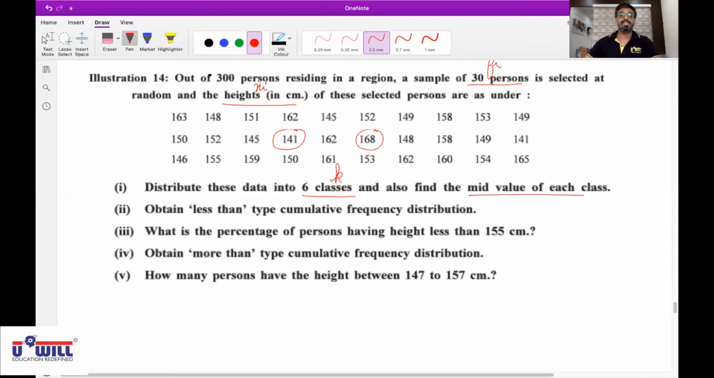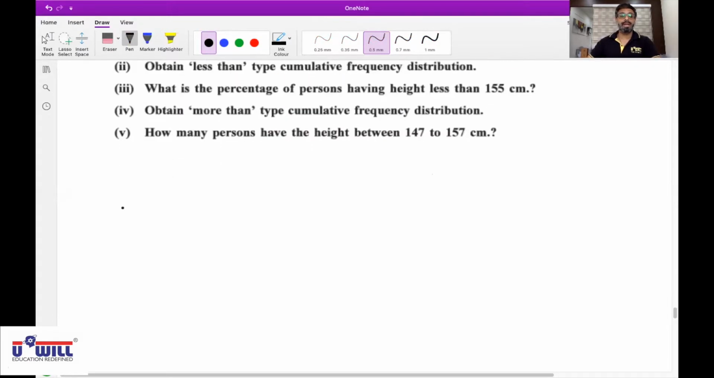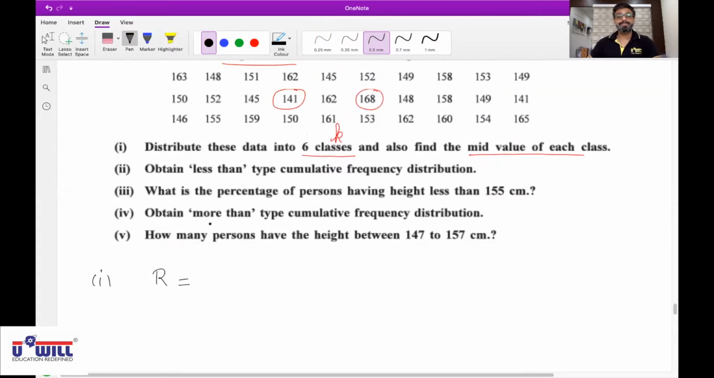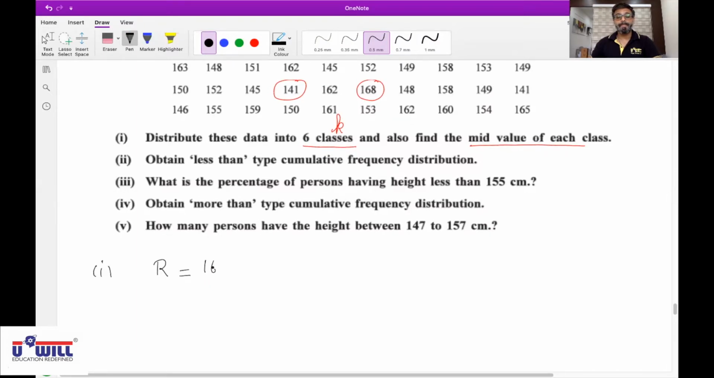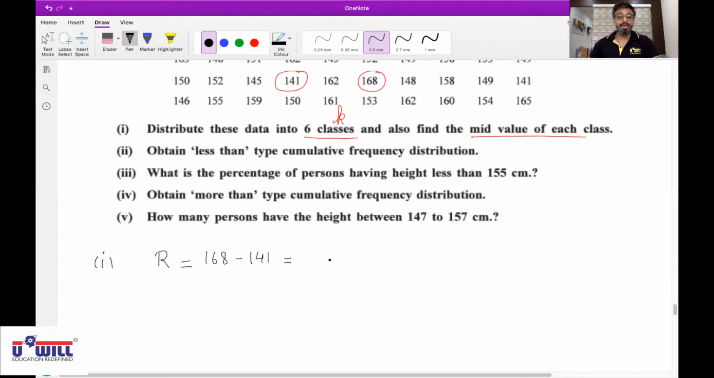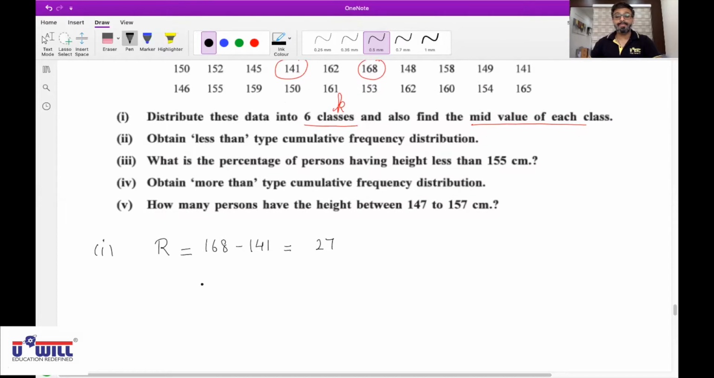Let's answer the first question. Write it down. First question. Aditi, how will we find the range? By 168 minus 141. Everyone must be writing 168 minus 141. So 27, is it? All of you doing the calculators.